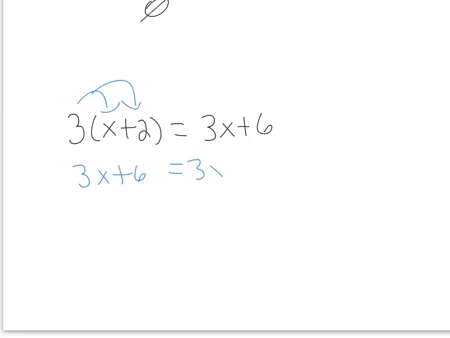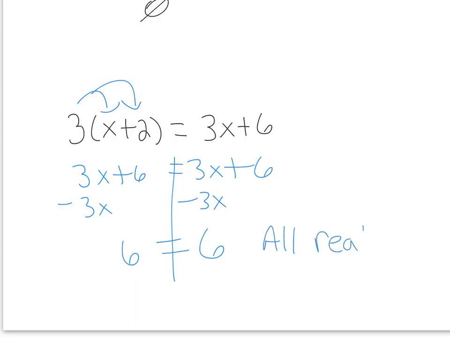If I have 3 times the quantity x plus 2 equals 3x plus 6. Okay? Remember, we distribute out the 3. You have 3x plus 6 equals 3x plus 6. See how they look the same here? Well, if I subtract the 3x, this time I get 6 equals 6. Is that true? Yes. $6 does equal $6. So this is when the answer is all real numbers.